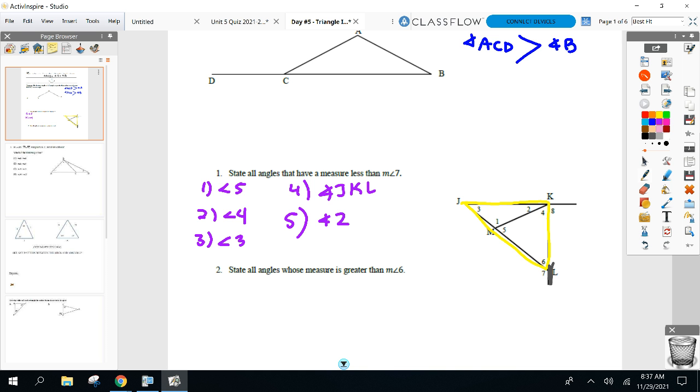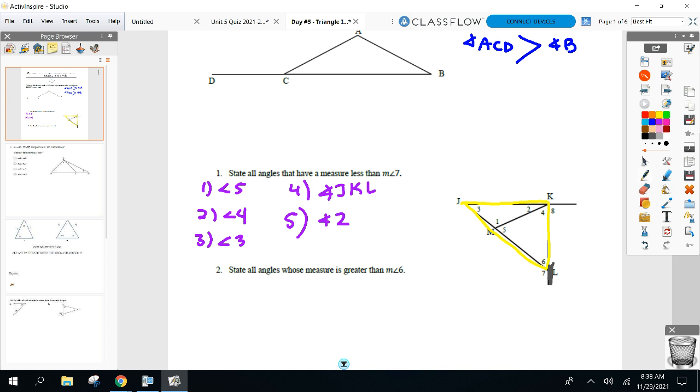Ready? Wasn't angle 7 bigger than JKL? And what two angles make up JKL? Angle 4, which we already knew about, and angle 2. So if angle 7 is already bigger than JKL, isn't it going to be bigger than the 2 that make it up? 2 and 4. Great job, Matt. So those are the 5 right there.